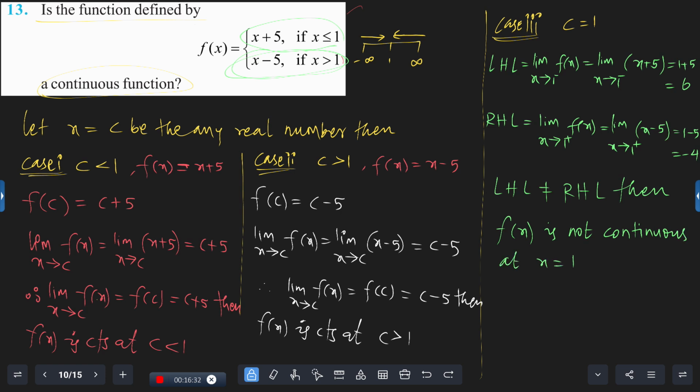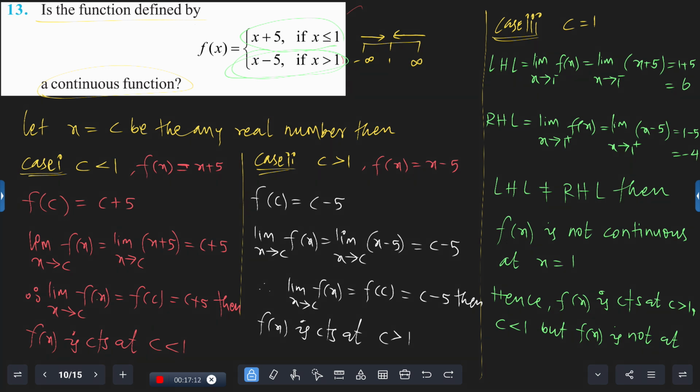That's it. So finally what you have to say? Hence the function is continuous at left of 1, right of 1, but at the place of 1 it is not continuous. That is what you have to write. So hence f of x is continuous at c greater than 1, c less than 1, but f of x is not continuous at c equal to 1.